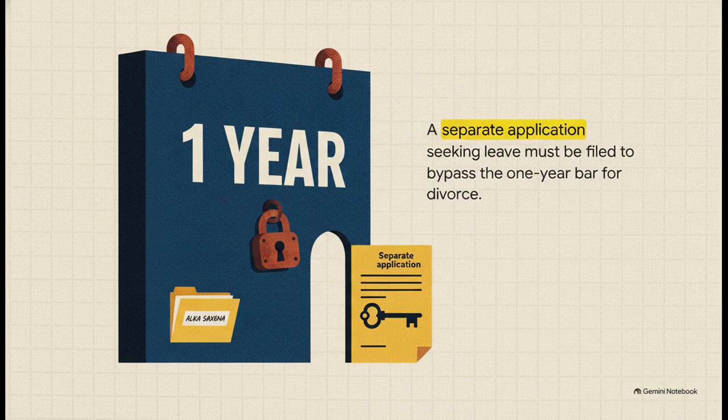The recent 2024 Alka Saxena case makes it super clear. A completely separate application seeking the court's leave, which basically means permission, has to be filed first. You have to formally ask to bypass that 1-year bar before you even think about introducing the divorce petition itself. So definitely do not let that procedural hurdle trip you up.